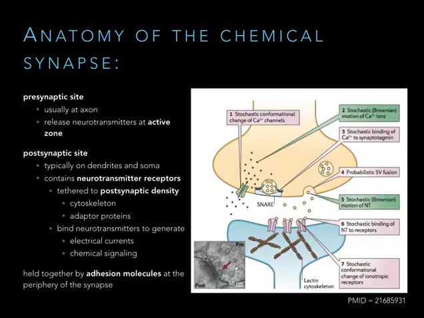At the postsynaptic site, these tend to be on dendrites and cell bodies, but not always. Here we find the receptors, the proteins that bind neurotransmitters. They're going to be held in place with a collection of the cytoskeleton and some adapter proteins, which we call the postsynaptic density. And that's simply because it's electron dense. When you look at it in an electron microscope, it's very, very dark, as you can see in that little inset at the bottom left corner of the illustration there. The synapse itself is very, very dark, and that's because of all those proteins there. The proteins are going to absorb a lot of the electrons and thus appear dark.